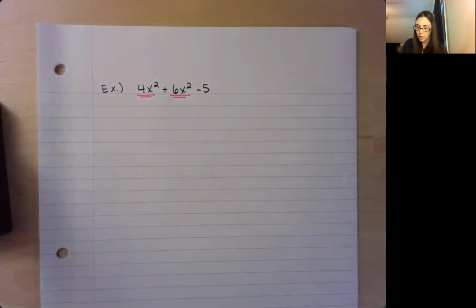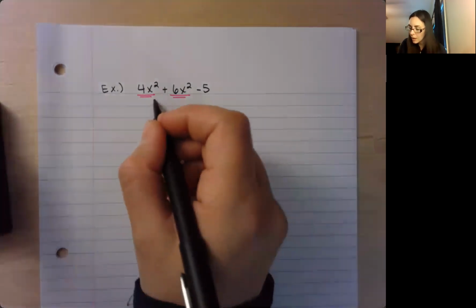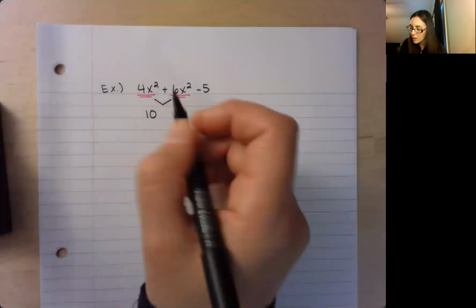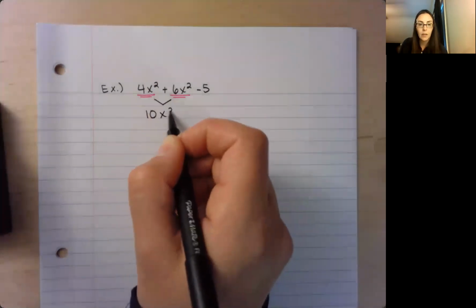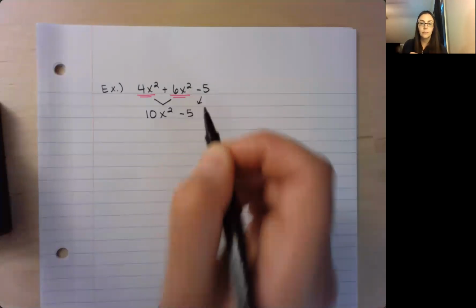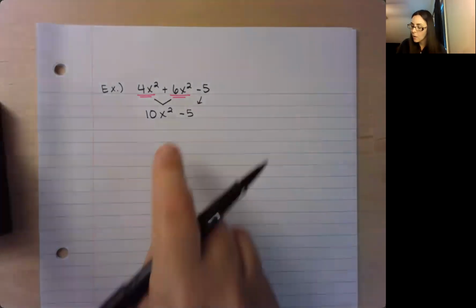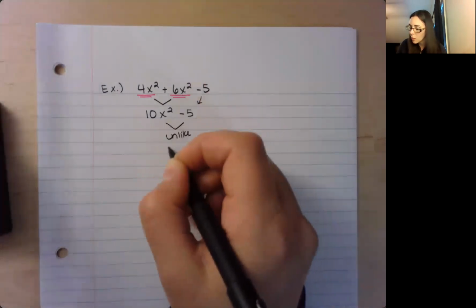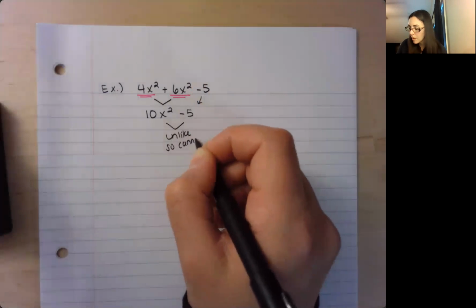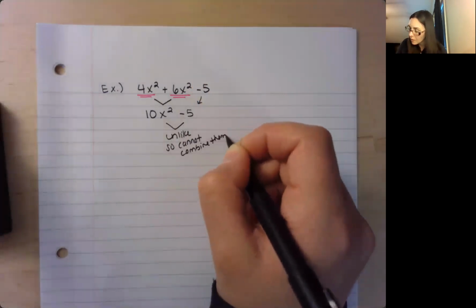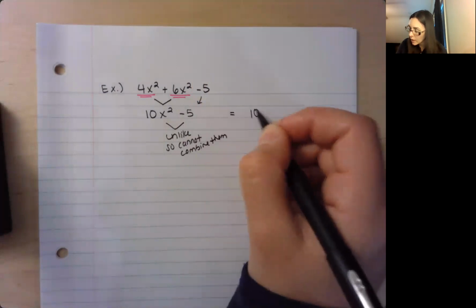So I'm going to do my like terms first. Here I have 4 plus 6, which is 10. And then the x squared stays the same. You're going to bring that minus 5 just right down. Now, these are now unlike terms. So we cannot combine them. So our final answer is 10x squared minus 5.